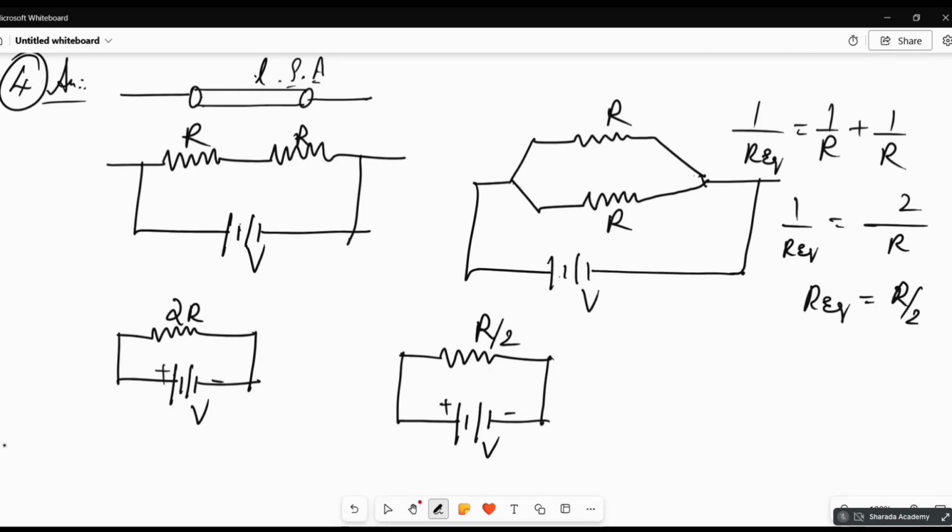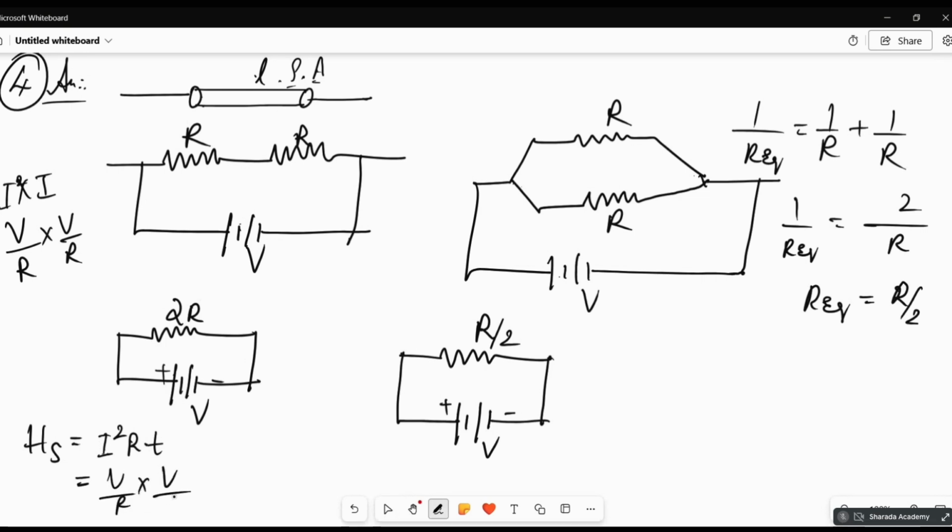Try first you for series, H_s you write. What is the heat produced here? Heat is I square into R into T. Or instead of that, can you use voltage and try, because we don't know current here. I square into R into T, instead of I square, I into I, right? I can write it as V by R into V by R. So V by R into V by R into R into T. So you will get V square by R into T. Understood or not?